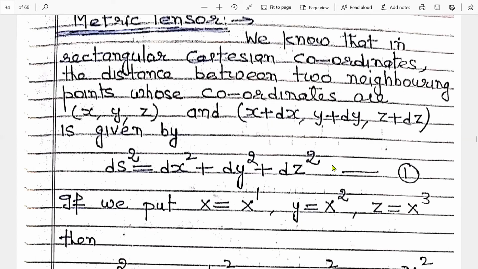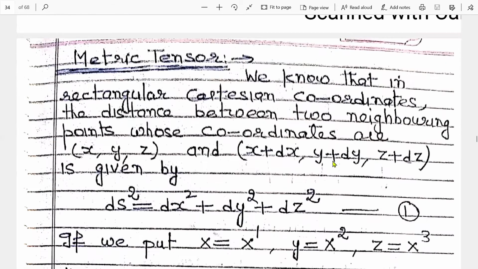Now the next is a very important topic: the metric tensor, or fundamental tensors. We know that in rectangular Cartesian coordinates, the distance between two neighboring points whose coordinates are x, y, z and x plus dx, y plus dy and z plus dz is given by ds square equals dx square plus dy square plus dz square. So that is equation number 1.